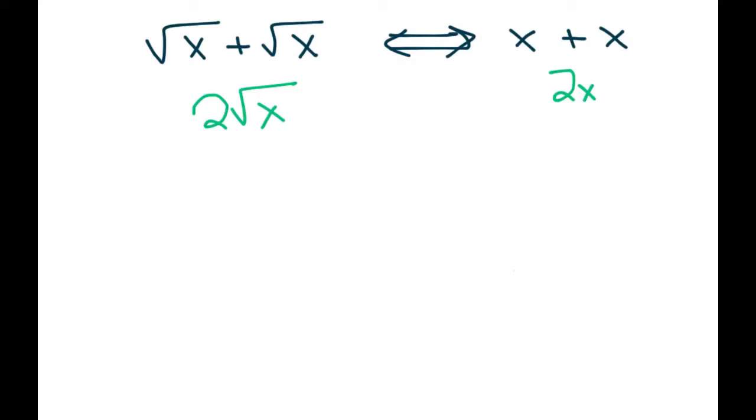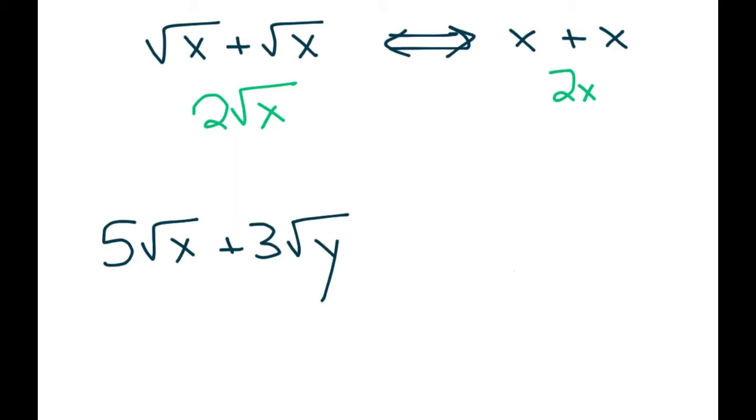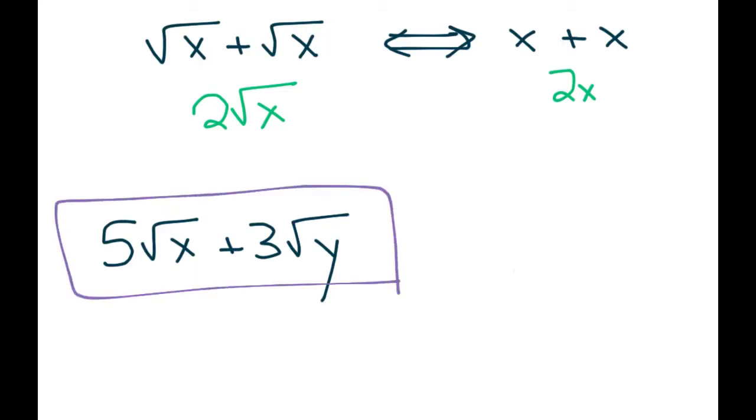So if I gave you 5 the square root of x plus 3 the square root of y, I want you to notice that what's under the radical is not the same, and therefore this could not be added and this would be completely simplified. There is no further you can go.